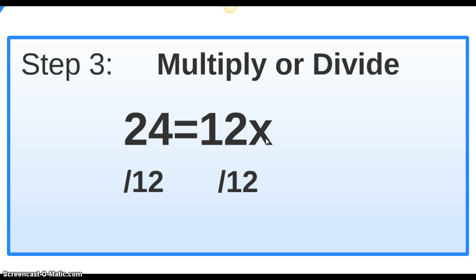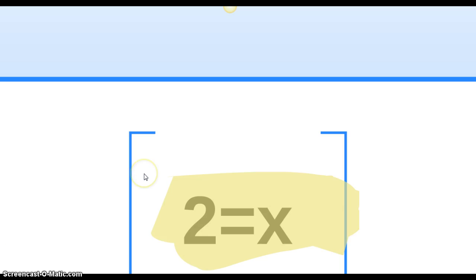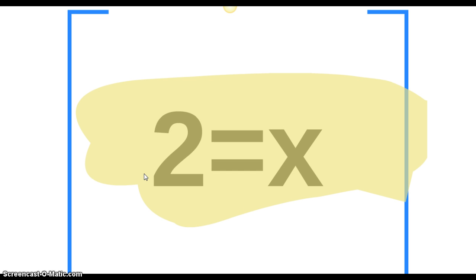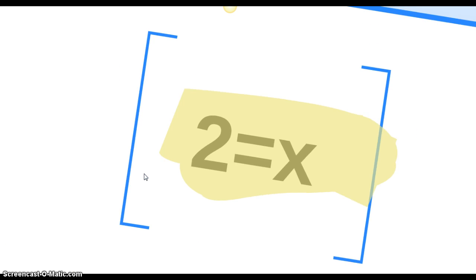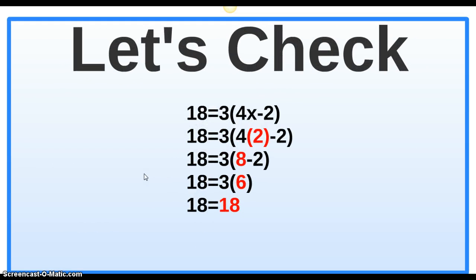So once again, we have to think, what's the inverse operation of multiply? It is divide. So we are going to divide this time. So we're going to divide by 12, divide by 12. Of course, when we do this, they disappear and we're left with x. 24 divided by 12 is 2. So we have 2 equals x. Yay! Let's double check though.